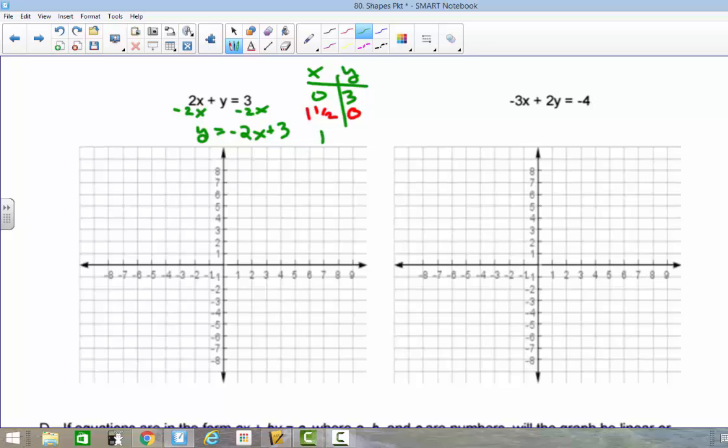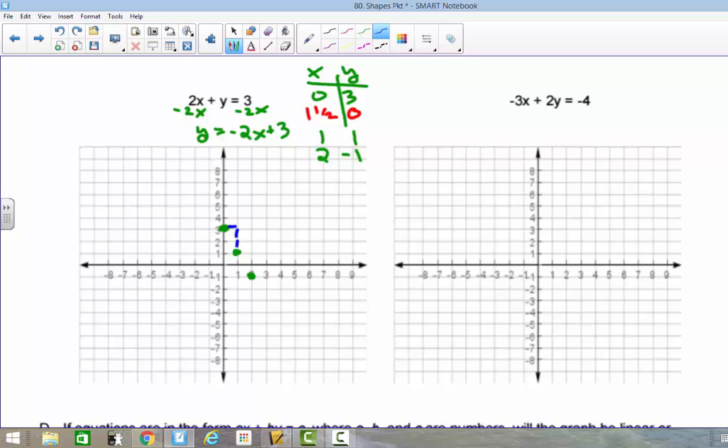If you plug a 1 in there, negative 2 plus 3 is 1. If you plug a 2 in there, negative 2 times 2 is negative 4, plus 3 is negative 1. So you are going down by 2 each time. Over 0 up 3, over 1 up 1, over 2 down 1. This is your slope of over 1 down 2.